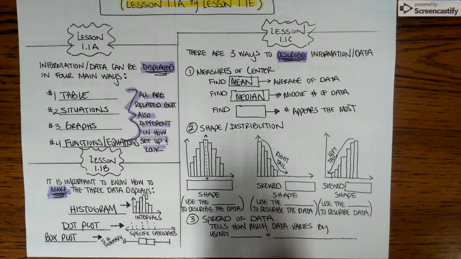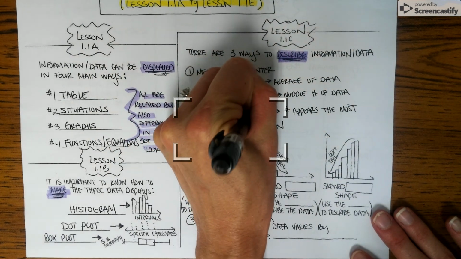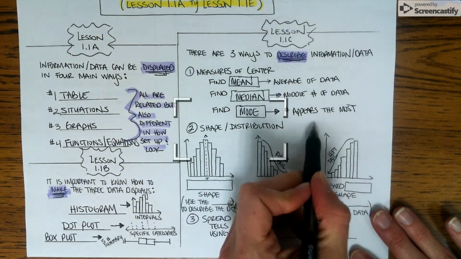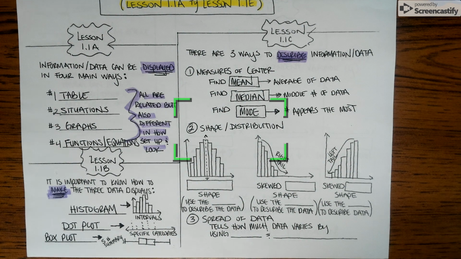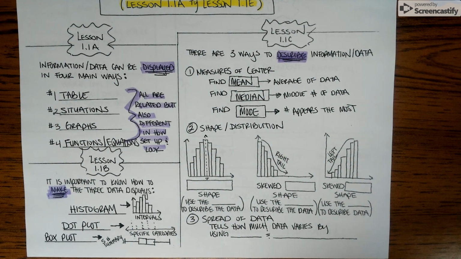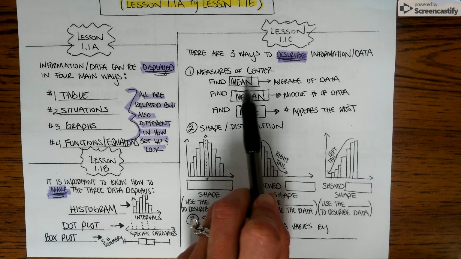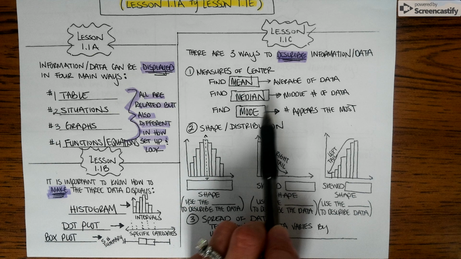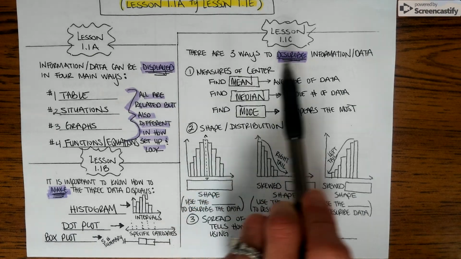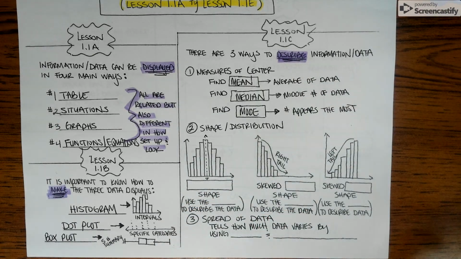Last but not least, the third word here is mode. Mode is the number that appears the most. And so again, it's nice to have your data organized least to greatest, and then you can easily see which number appears most often or which number appears more times than the others. So again, things that you've learned in the past, but they are called measures of center, and they help us describe what's happening with our data.